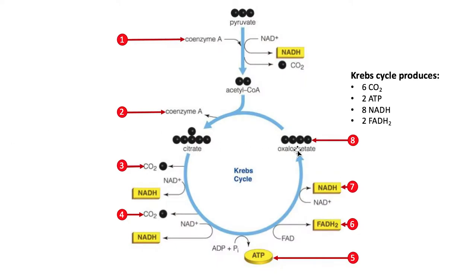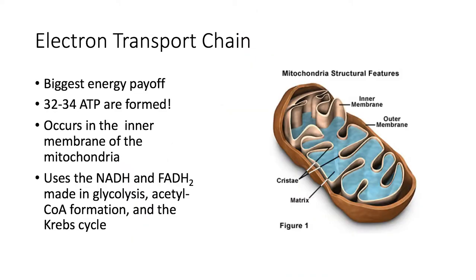When we looked at acetyl-CoA formation in the Krebs cycle, because remember, this is not all the Krebs cycle. The first part is called pyruvate oxidation or acetyl-CoA formation. But together, this process and the Krebs cycle here form not only carbon dioxide and 2 ATP, but these high energy carriers. We have 8 NADH and we have 2 FADH2, and these two are going to go to the electron transport chain along with the 2 NADH from glycolysis. So that brings us to the electron transport chain.